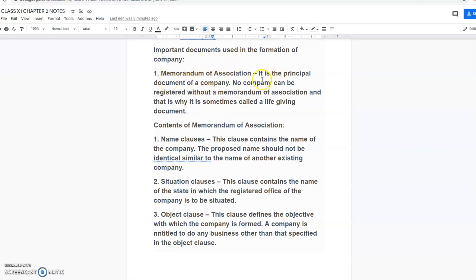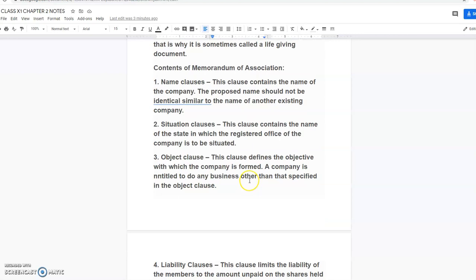Now what is the memorandum of association? We can call it MOA. If a company wants to register itself, it is the first requirement of the company to make the memorandum of association. Now what is in the memorandum of association? The Registrar of Companies said that there should be 6 clauses. Without 6 clauses we cannot make MOA.